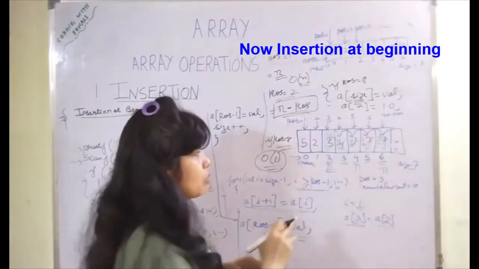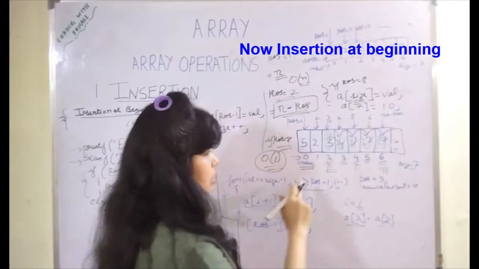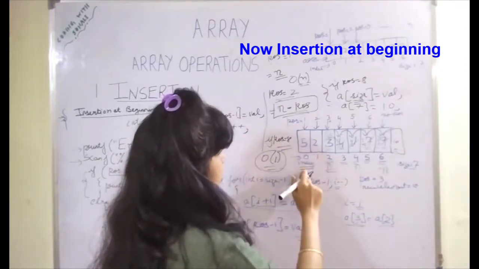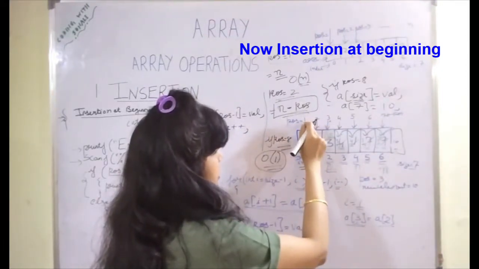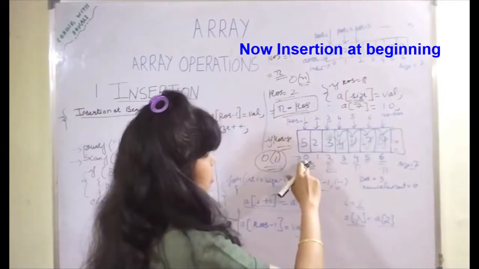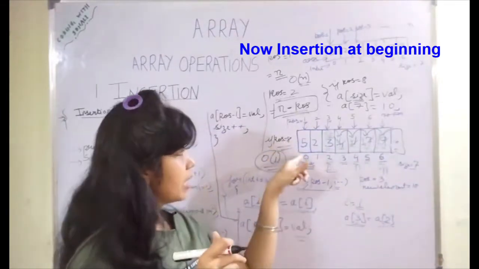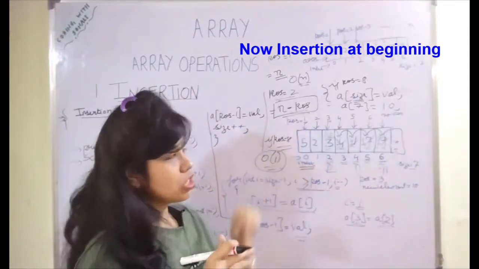So beginning means what? We know that the indexing starts from 0 to n minus 1. Therefore at index 0, what is the position? We are considering the position to be 1. So the position is 1 to n actually. So at the 0th index the position is 1. So if the user wants to insert at the beginning of the array, that is at position 1.